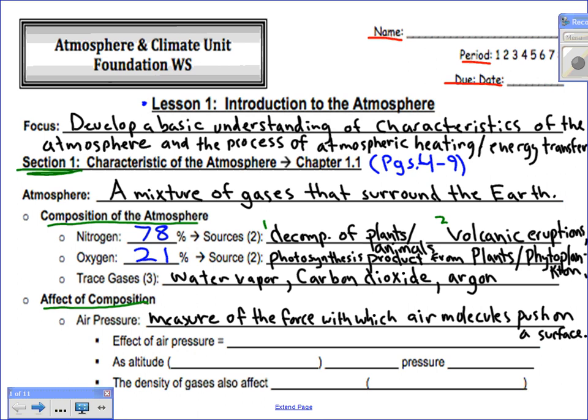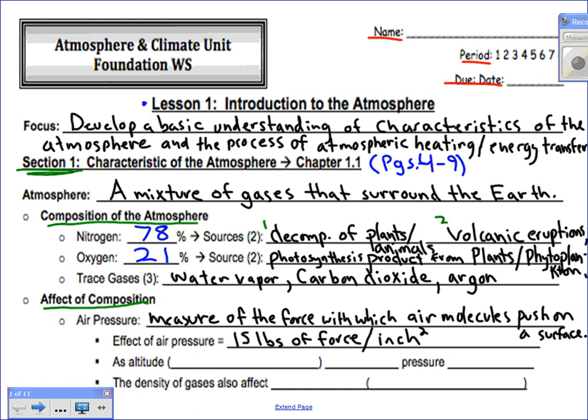Now the effect of air pressure. Well, in this case, if we're looking at Stevens Point, which is close to sea level, there's 15 pounds of force per inch squared applied to our bodies. Okay? That is the effect of air pressure, especially on our bodies.